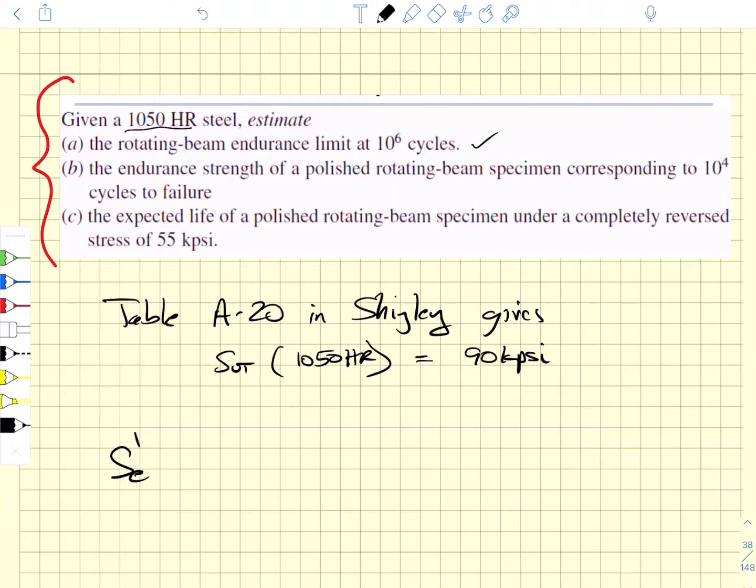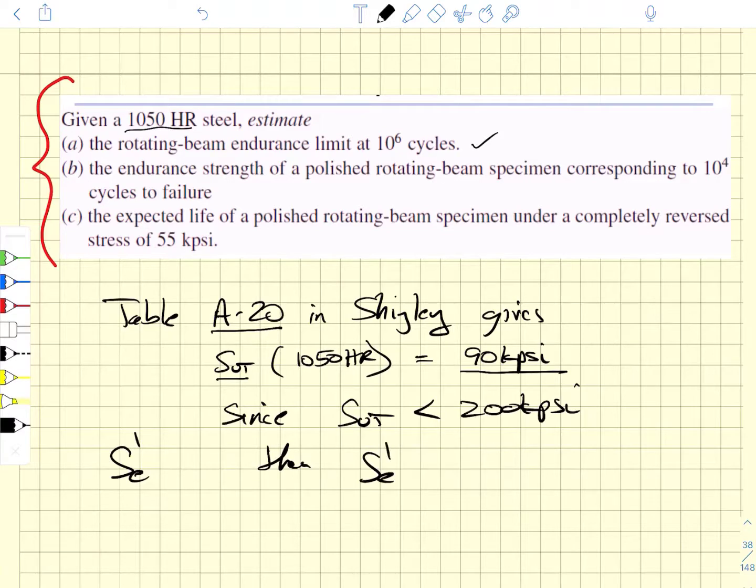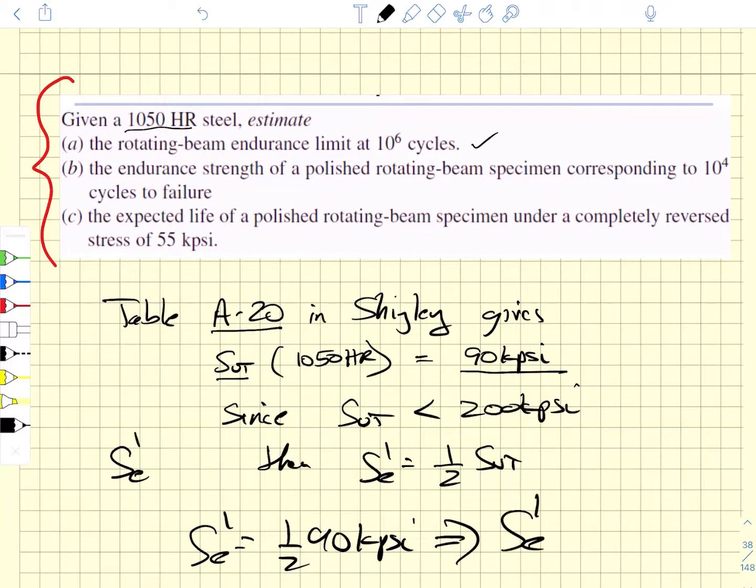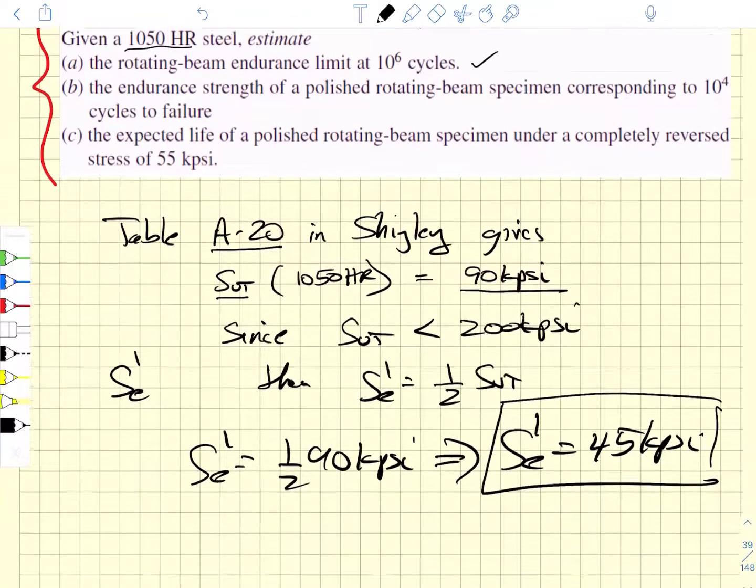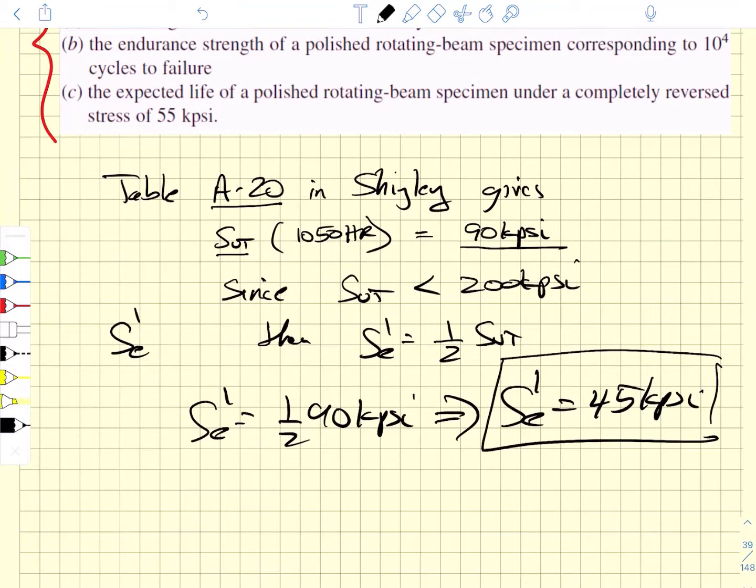Well, we go to table A20 in Shigley, and it says for the 1050 hot roll that the ultimate tensile strength is 90 kpsi. Since ultimate tensile strength is less than 200 kpsi, the endurance limit is going to be 1/2 the ultimate tensile strength. So the endurance limit is 1/2 of 90 kpsi, which is simply 45 kpsi. That corresponds to a lifetime of 10 to the 6 cycles or greater. And I mentioned the 10 to the 6 because that pins down the end of the high cycle fatigue regime.